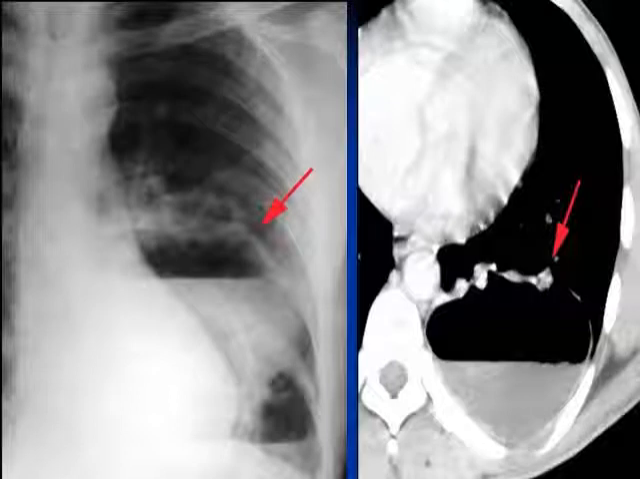And here, you see this thick cavity, and there is an air fluid level. This is seen mainly in lung abscess. Mainly this is the lung abscess, as it appears here. So this is the thick wall cavity. It contains an air fluid level. This is the lung abscess. It is caused mainly by anaerobic microorganisms, by Staph aureus, or by Klebsiella or Pseudomonas.